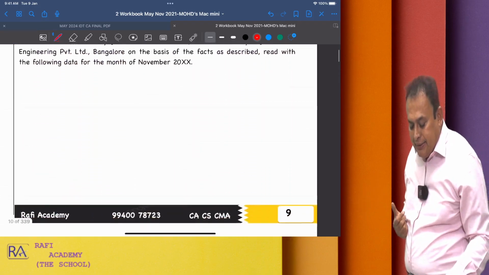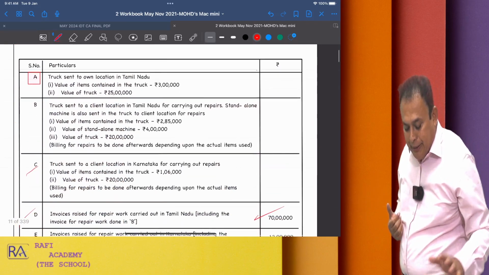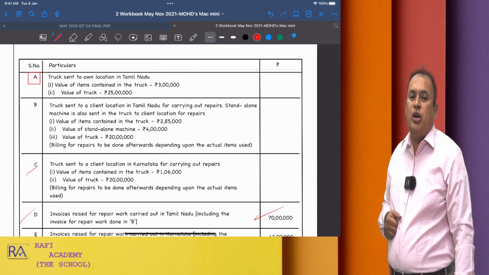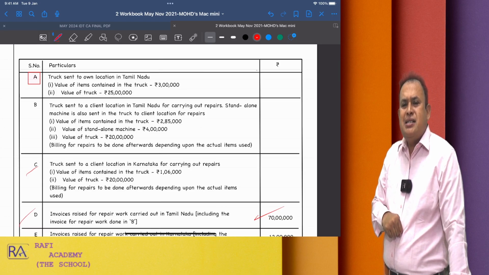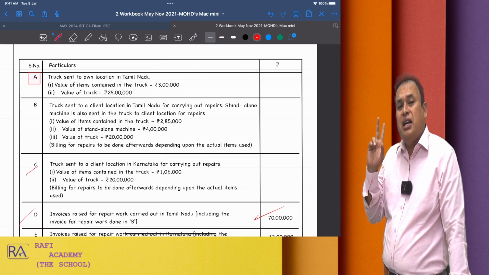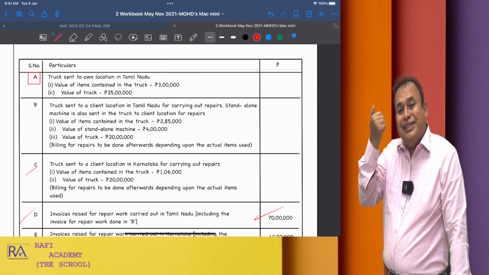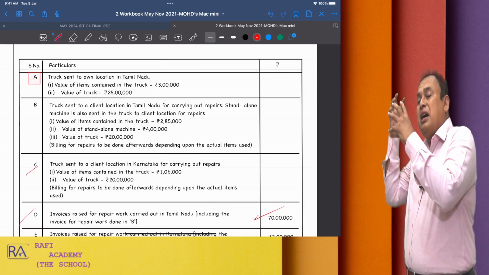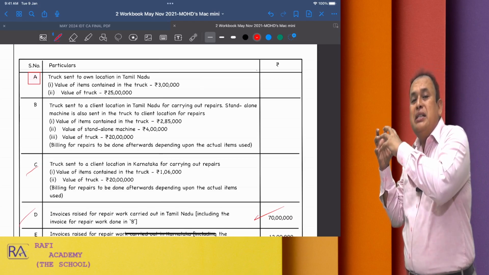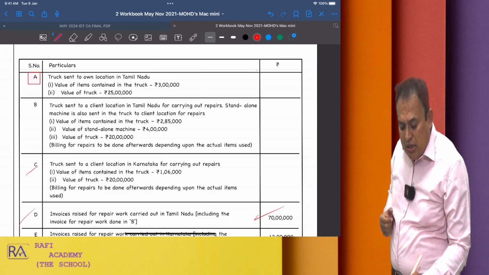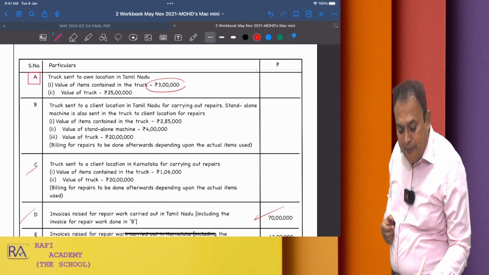What they said here, first, point number A, truck sent to own location in Tamil Nadu. From where are the trucks sent? Truck sent from Karnataka head office, Bangalore. From head office Bangalore, Karnataka, goods sent to their own distinct person, namely their own branch in Tamil Nadu. So from Karnataka to Tamil Nadu, that is supply of goods. How much worth of goods is involved here? Items contained in the truck is 3 lakh.